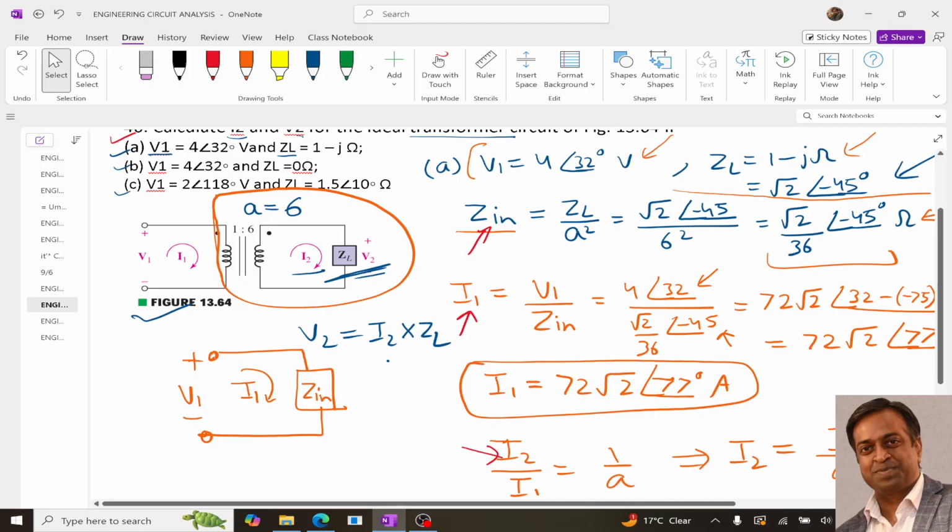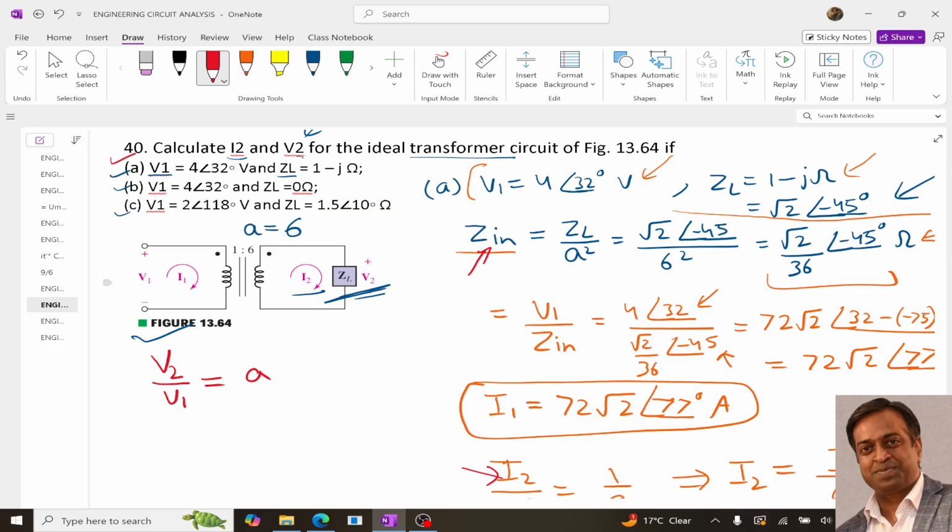And since A is given, A is known, V1 is known, so simply we can determine V2 as A into V1, which is 6 into 4 angle 32, and so V2 is 24 angle 32. Let me check if I got it. You can see we get the same answer, right? So this is V2. So simply we can determine it using this formula.